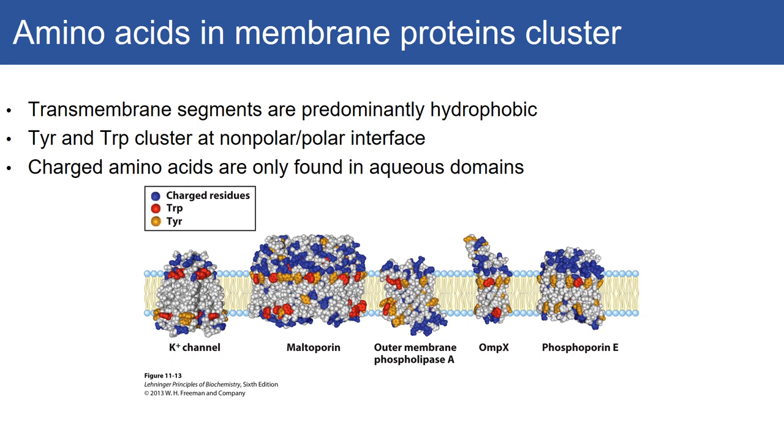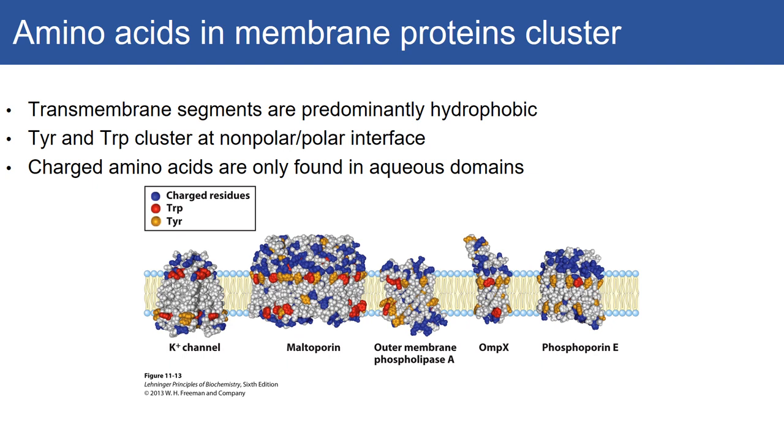So amino acids, again, this is what I meant to say earlier, I apologize. Amino acids in the membrane proteins tend to cluster on their hydrophobic nature. So transmembrane segments are predominantly hydrophobic. Things like tyrosine and tryptophan tend to cluster at non-polar-polar interfaces. Charged amino acids are generally only found in the aqueous domains. And so if you know the tertiary structure of a molecule, you can get an idea, and you can see where they actually occur.